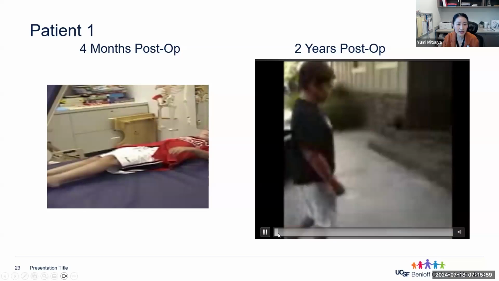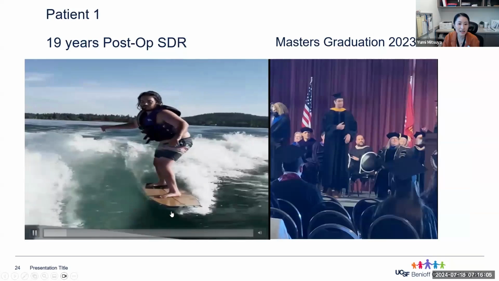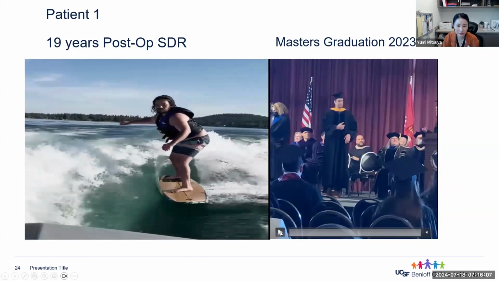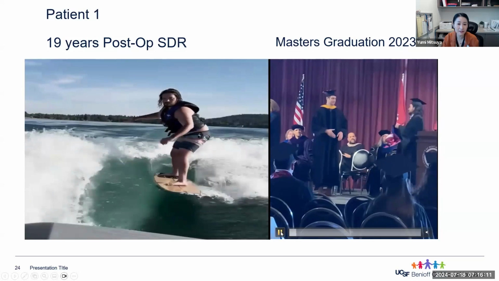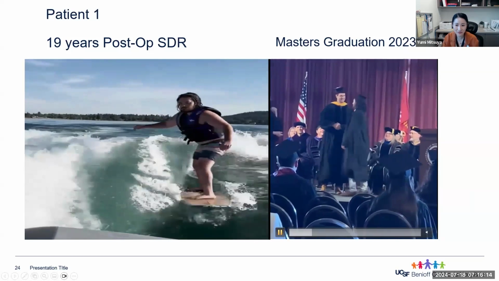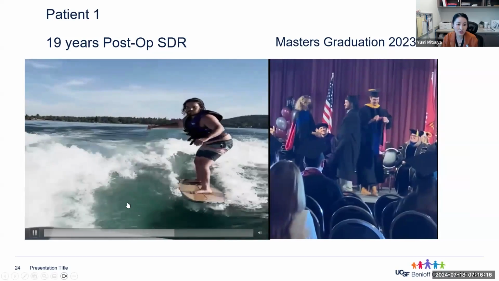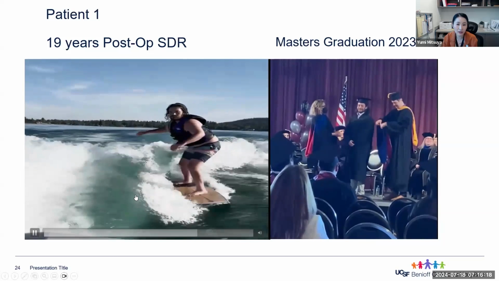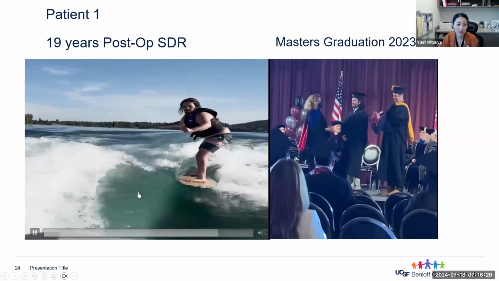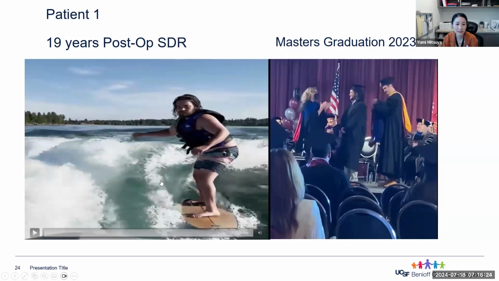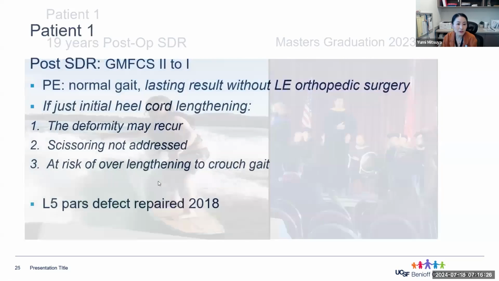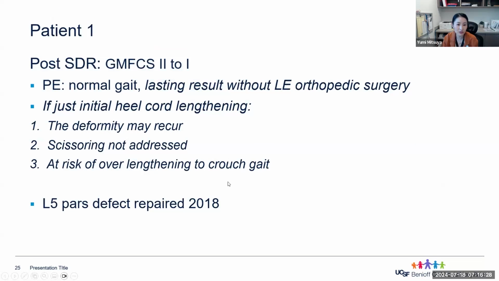And on the next slide, here he is as a young adult living his best surfer life with his feet beautifully flat on the surfboard, and your balance really can't get any better than that. And when he went to college, no one knew that he had cerebral palsy, and when they found out towards the end of his senior year, they offered him a full scholarship for a master's program from which he graduated last year. So with the SDR, his GMFCS level improved from 2 to 1. He now has a normal gait that has been sustained over time.